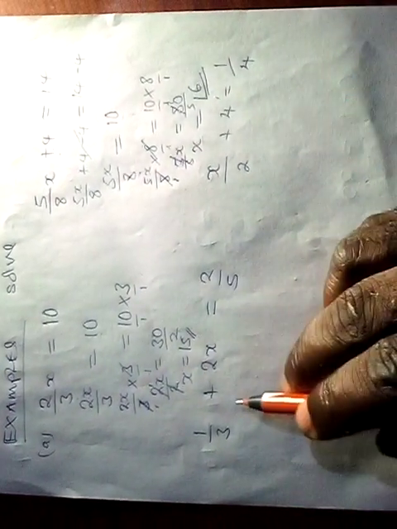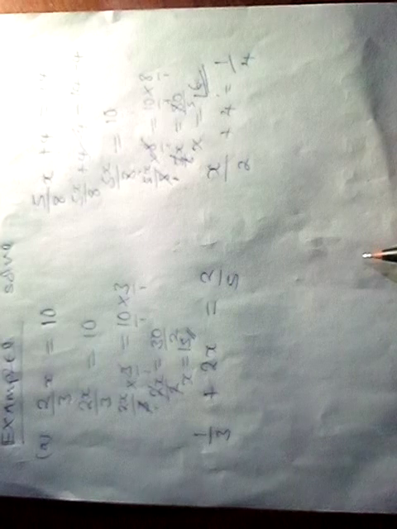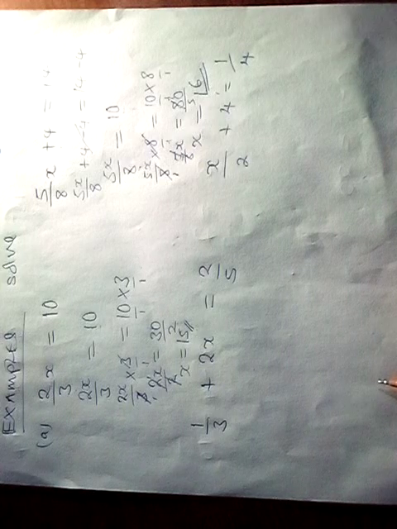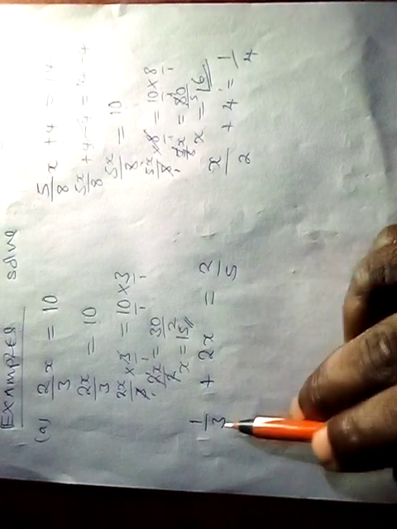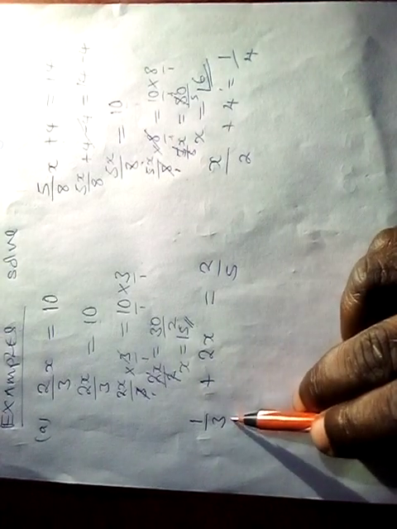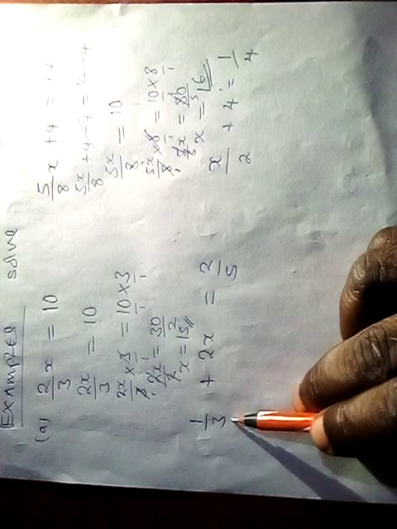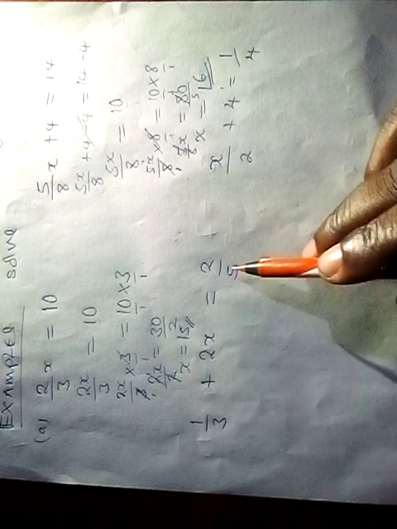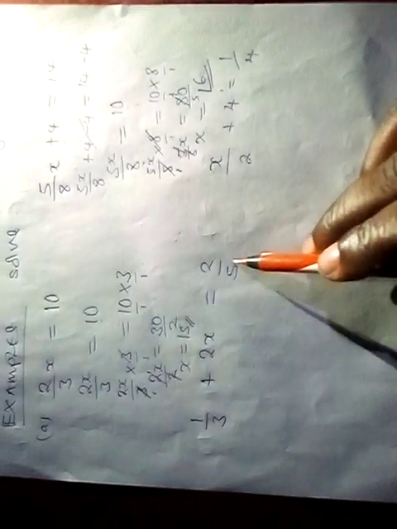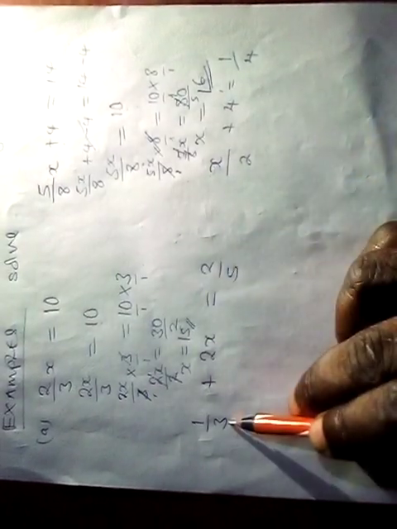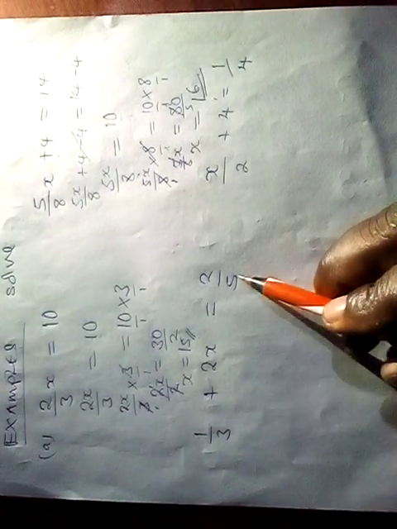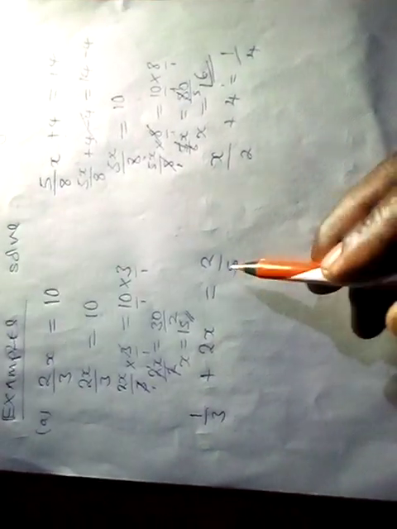Then we look at this one. We have a fraction, not a number. So similarly, we have to remove this. For us to remove this, we have to consider the denominators. Here there is 5, here there is 3. So what do you do? You multiply 3 times 5, that is 15.